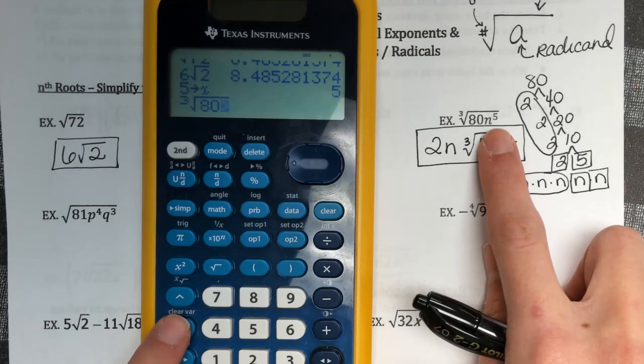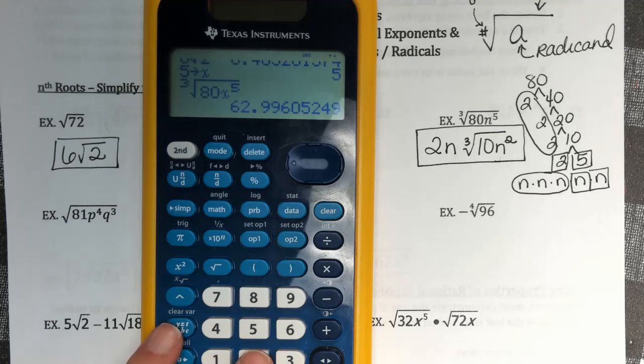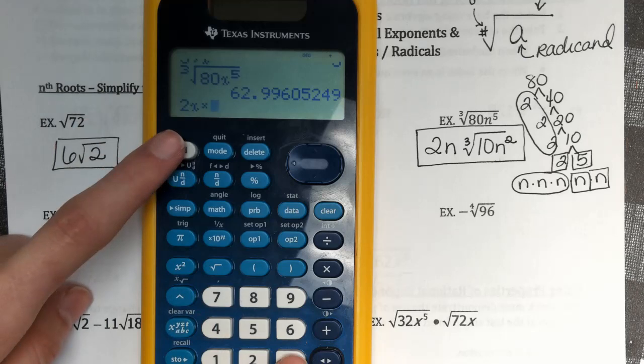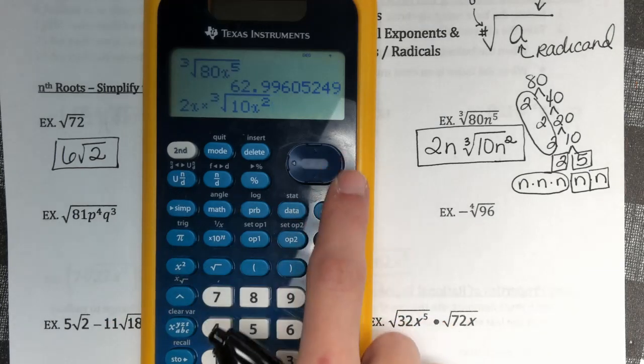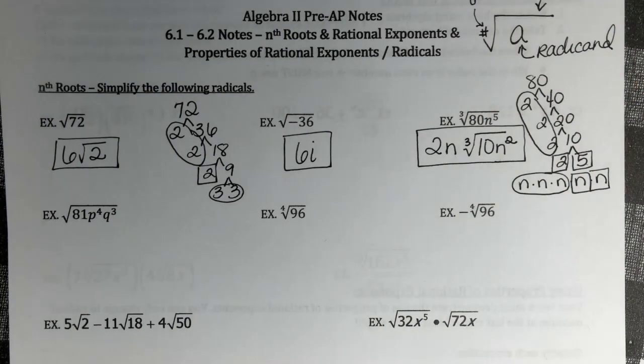So I've got 80x to the 5th. That's my original. Y'all follow me? Okay. Get that decimal, and then I'm going to have my answer 2x times, I'm going to do it again, my index, cube root of 10x squared. Should work. I haven't checked it, but it should work. Yeah. So you just store a value for x, and that's how you can check it, okay? If you wanted to. As long as your decimals are the same, then you're on the right track.